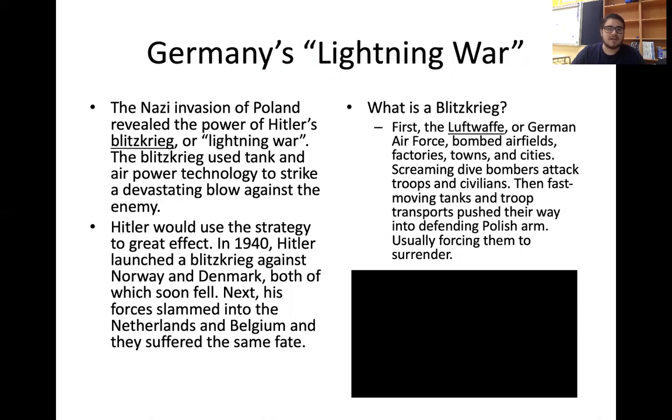In 1940, Hitler launched a blitzkrieg against Norway and Denmark, both of which soon fell. Next, his forces slammed into the Netherlands and Belgium, and they suffered the same fate. Now, class, let me explain exactly what a blitzkrieg is, the act of blitzkrieging something. First, the Luftwaffe, or German Air Force, bombed airfields, factories, towns, and cities. Screaming dive bombers attacked troops and civilians. Then fast-moving tanks and troop transports pushed their way into the defending, in this case Polish, armies, usually forcing them to surrender.